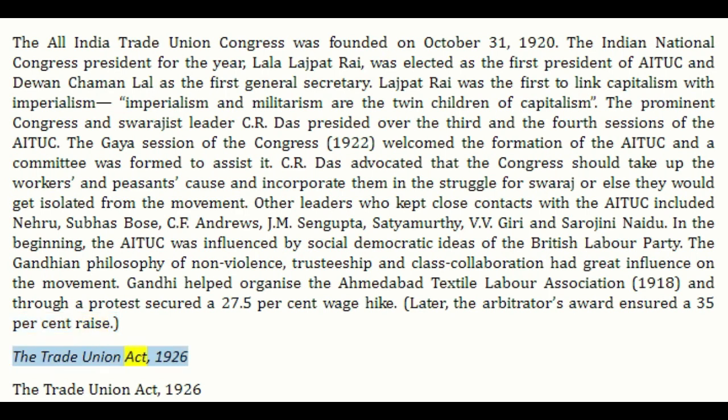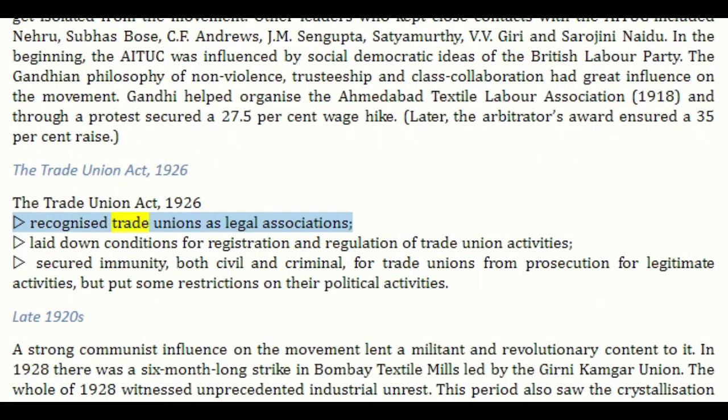The Trade Union Act, 1926. The Trade Union Act, 1926 recognized trade unions as legal associations, laid down conditions for registration and regulation of trade union activities, secured immunity, both civil and criminal, for trade unions from prosecution for legitimate activities, but put some restrictions on their political activities. Late 1920s.